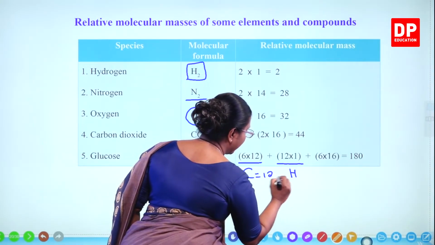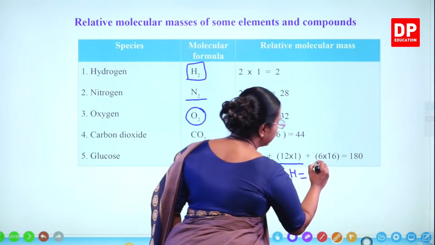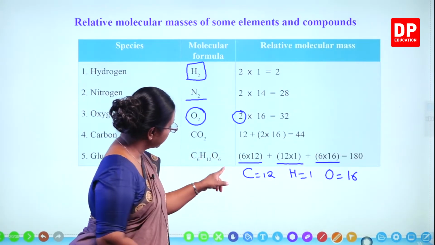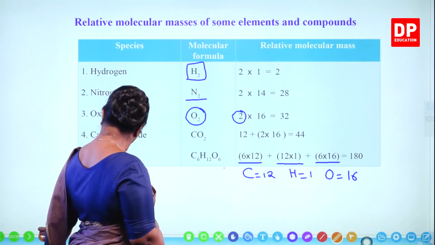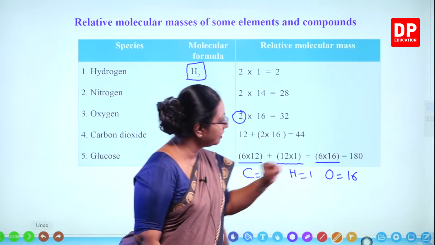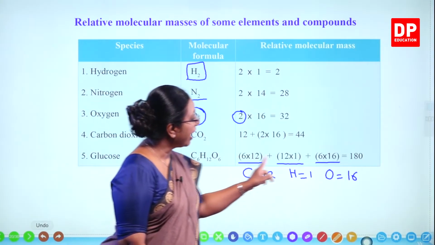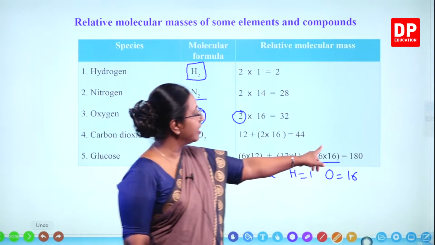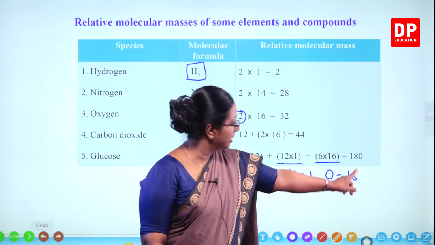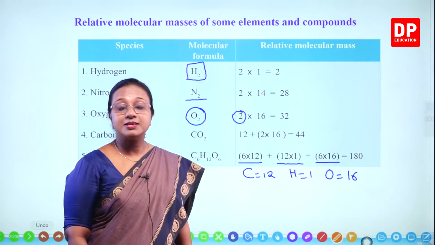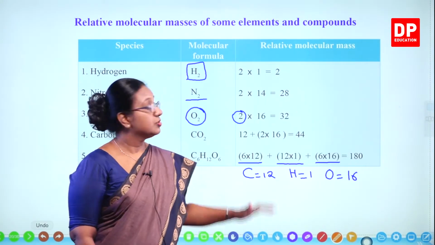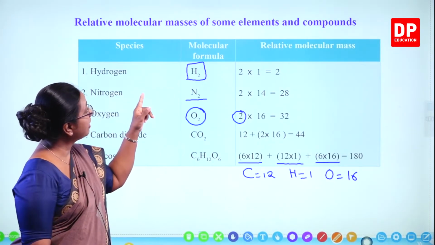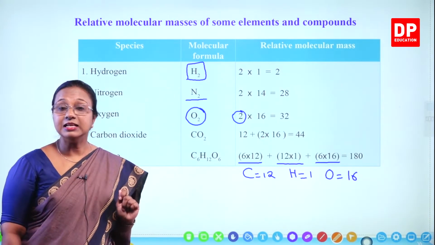Carbon is 12. Hydrogen 1. And this is for oxygen. That is 16. 6 oxygens are there. O6. So because of that, 6 times 16. When you add them together, 6 into 12, 72 plus 12 plus 96. You will get the value as 180. So that is how you calculate the relative molecular masses of some elements and compounds.